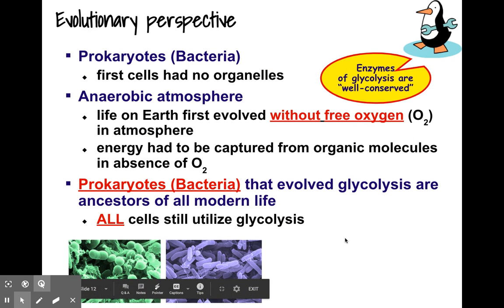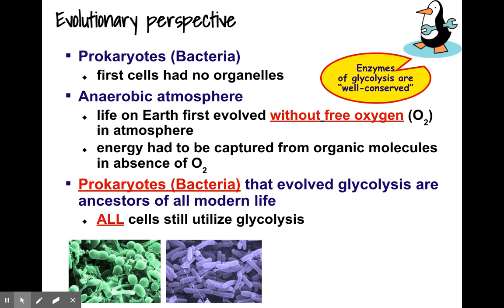Now, there is an evolutionary perspective when we talk about glycolysis. In terms of prokaryotes, such as bacteria, they are the first cells, and they had no organelles. However, they still need to make energy for themselves as well.